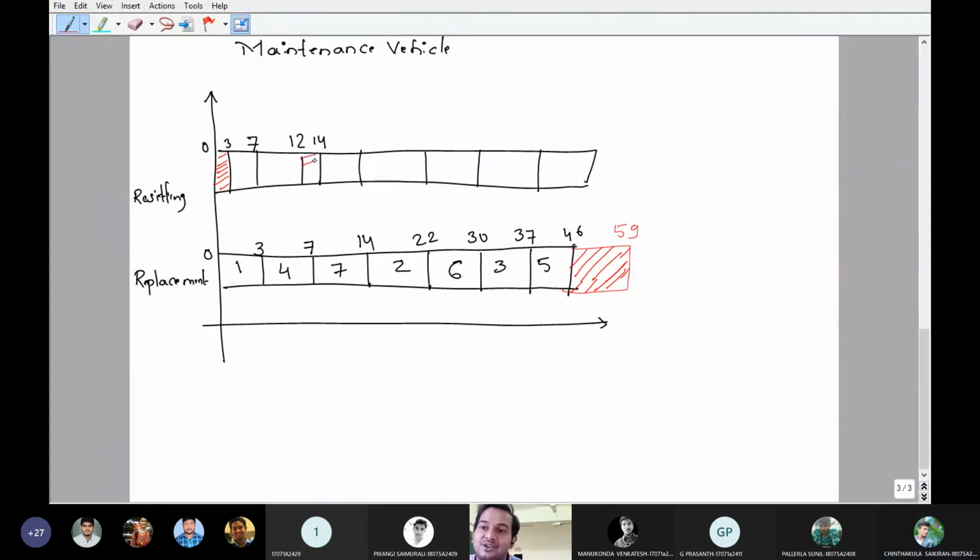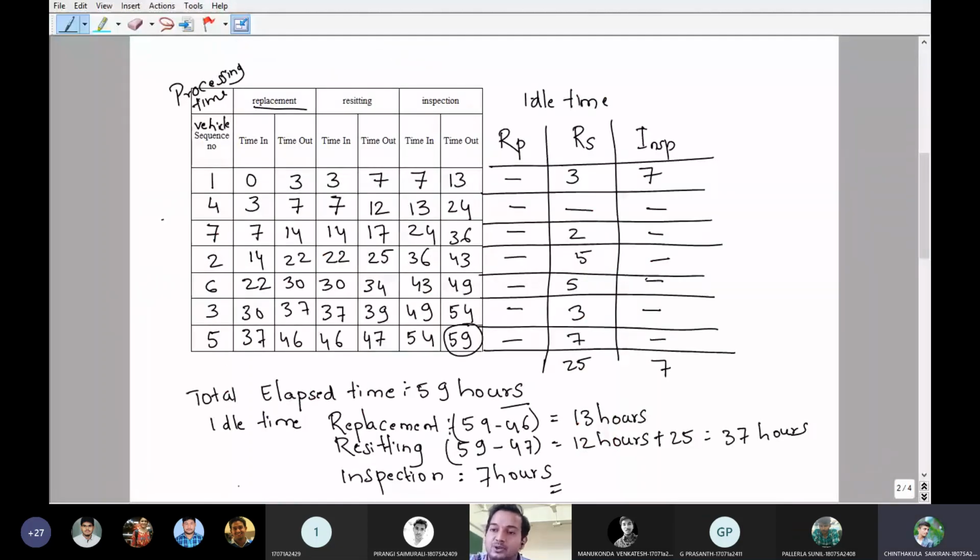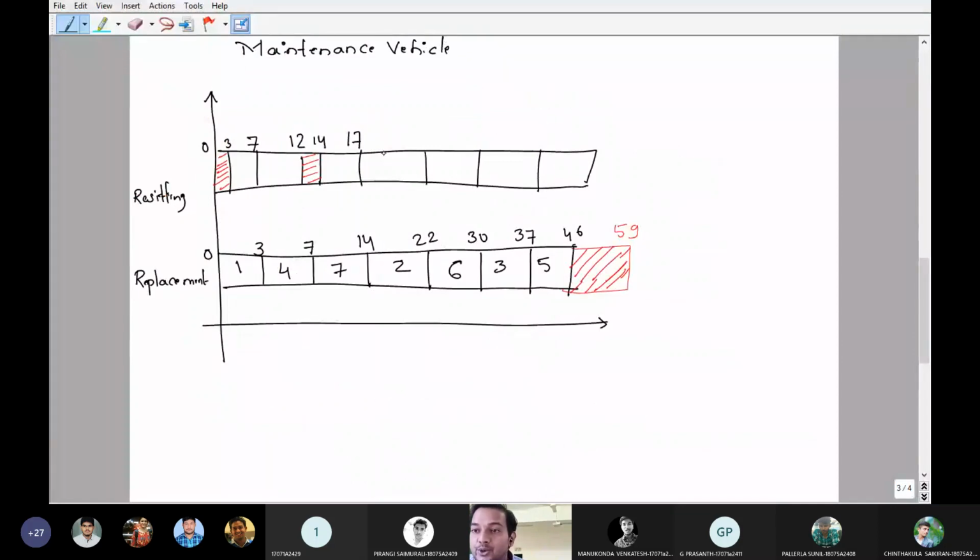If you see in Excel or in data science, the data comes automatically, so the person can understand 12 to 14 is an idle time. Afterwards, 14 to how much is taking time? 14 to 17. Next one, 17 to 22. 17 to 22 is an idle time, and then 22 to 25.